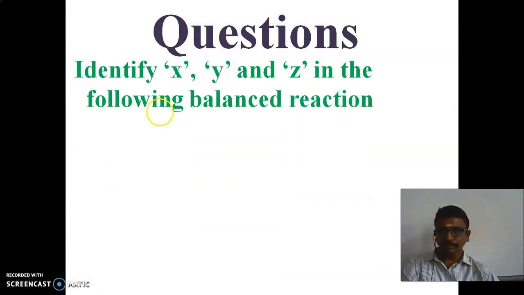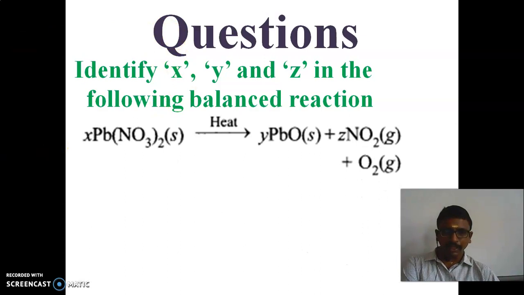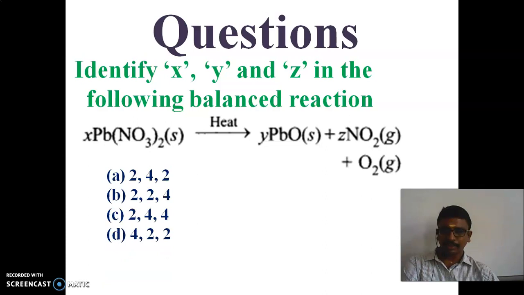And next question is, identify X, Y and Z in the following balanced reaction. So here you can see lead, how many number of atoms for lead? 1. Here also 1. And next is nitrogen. Here it will be 2. Here it will be only 1. So here we have to put 2. If we put 2 here, how many oxygens are here?